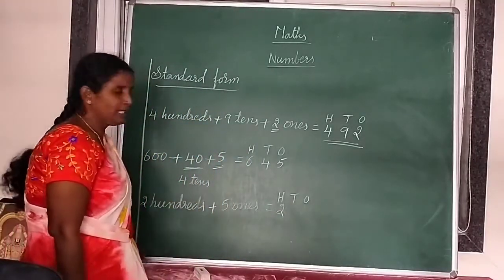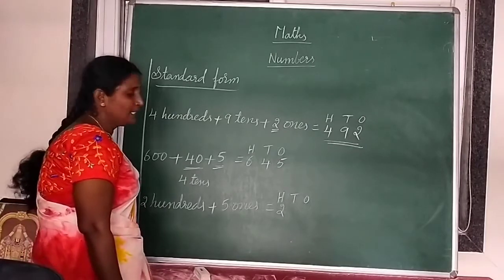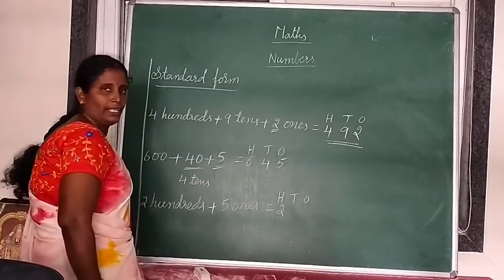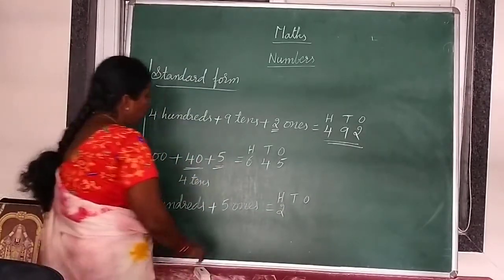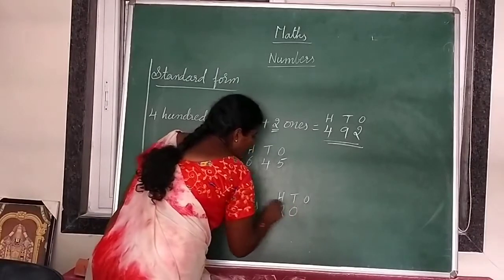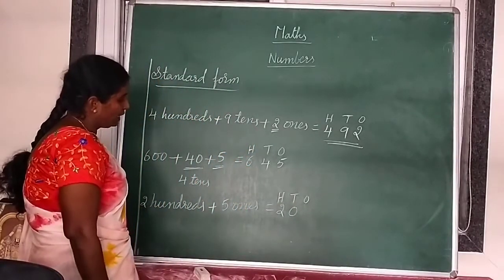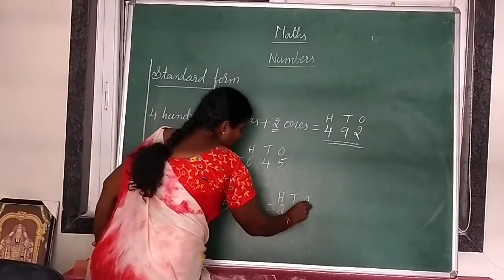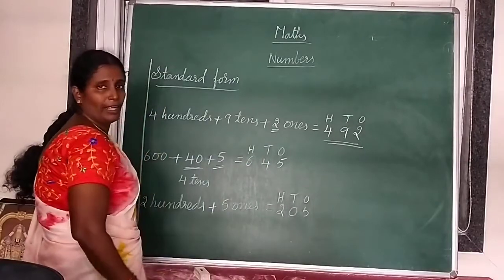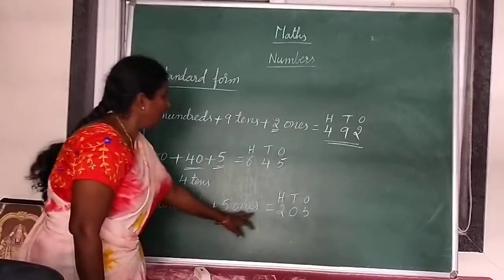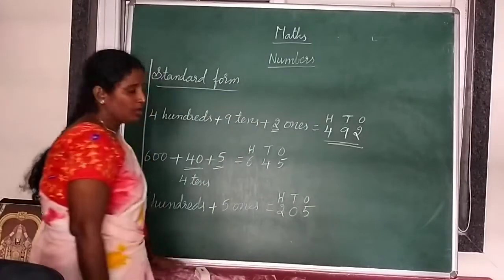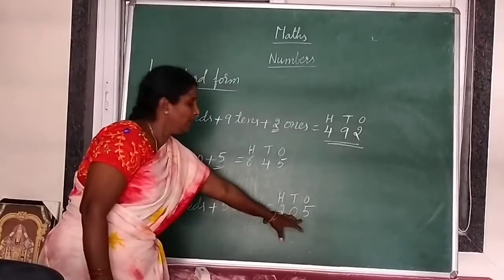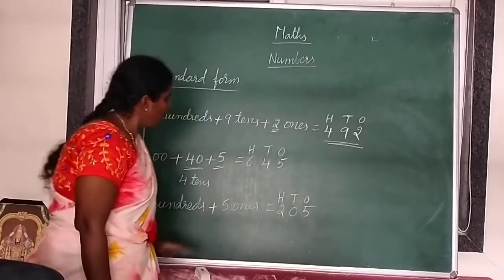And how many tens are there? There is no tens. So we should write 0 under tens place. And next, how many ones are there? 5 ones are there. So write 5 under ones place. 5 ones. So what is that number? 205. Okay? It is nothing but 205.